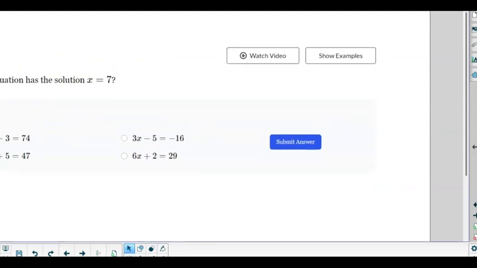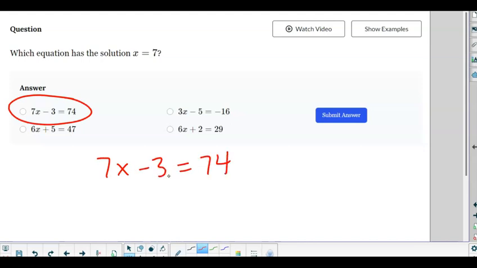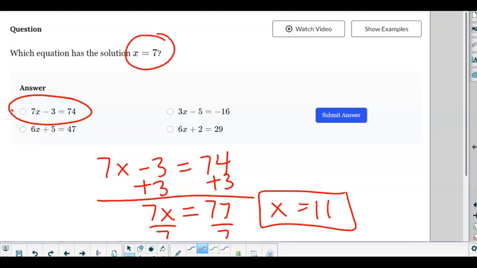And the first is you could solve each of these equations separately by isolating the variable x like this, using an inverse operation and a property of equality, and seeing that for this first one, x is 11, it's not 7, so you could cross that off.